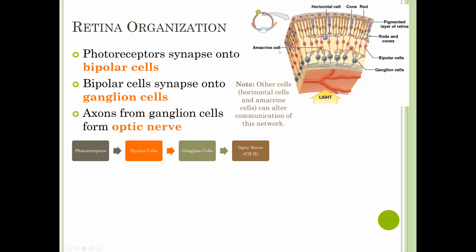Note that there are some other cells involved. There are these cells called horizontal cells, shown in purpley color, and amacrine cells, shown in brown. These cells can alter the communication of this network. They can inhibit and facilitate signals. And it's really interesting in how they do this and how it plays a role into our vision, but it's beyond the scope of this course.